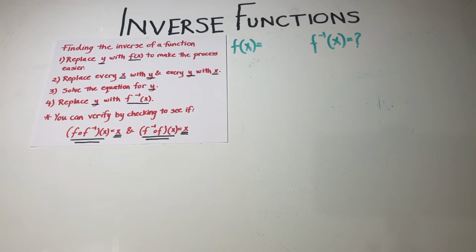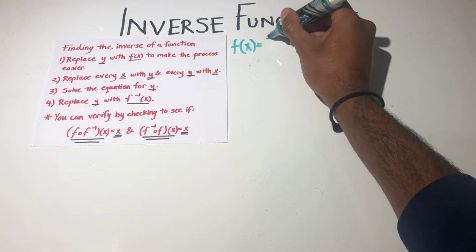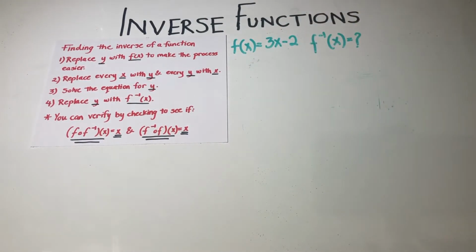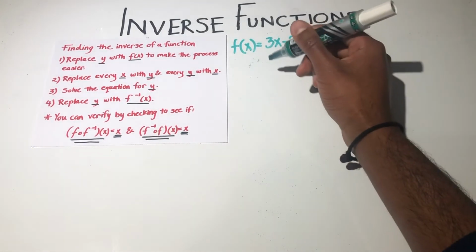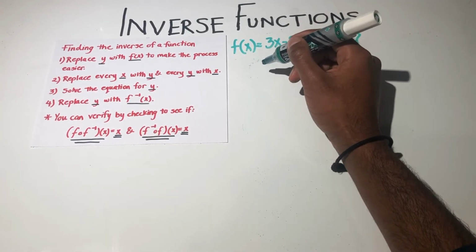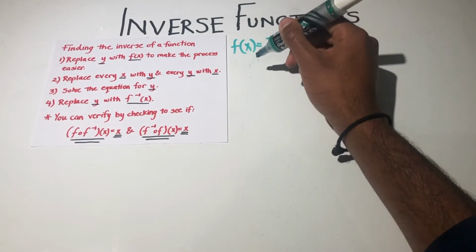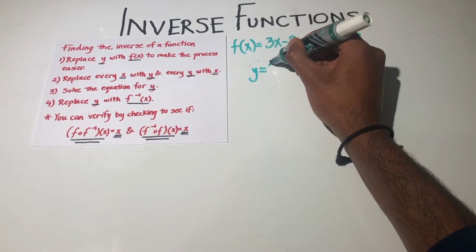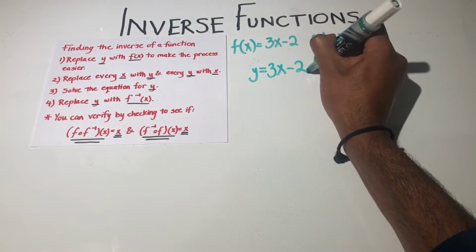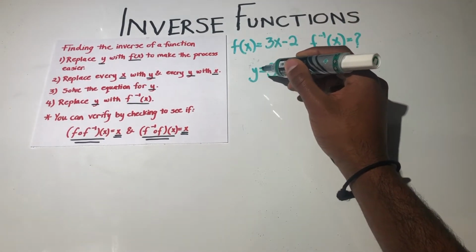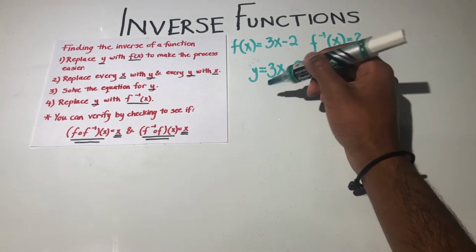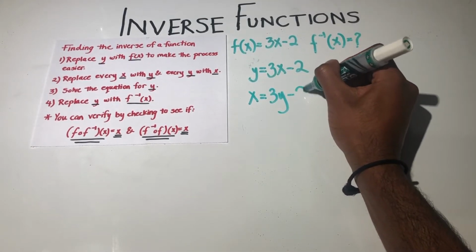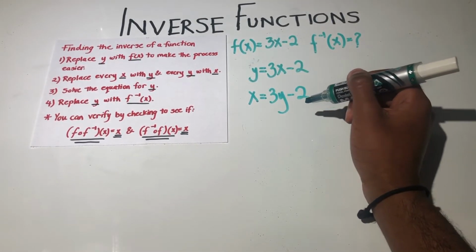So you're given f of x is equal to 3x minus 2. So let's look at the guideline. It says to replace f of x with y. So we're going to take f of x, 3x minus 2, and replace it with y. And then we're going to replace every x with y and every y with x. So x is equal to 3y minus 2. And then we're going to go ahead and solve for y.